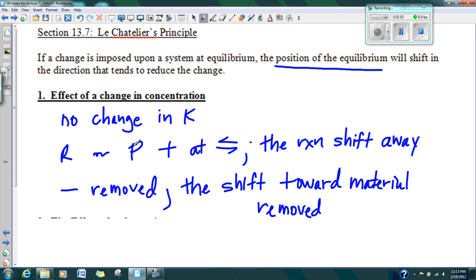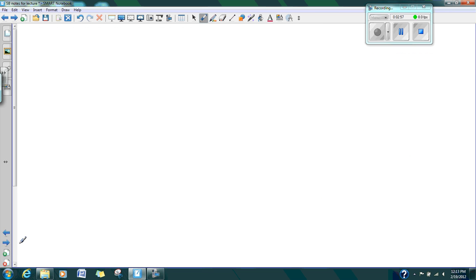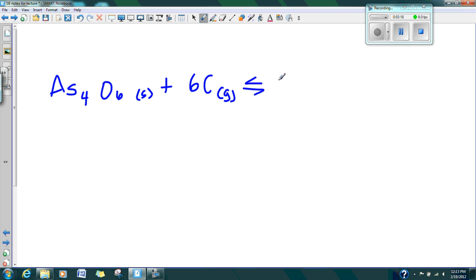All right, so if you take a look at page 606 in your book, we are going to look at some situations where there's a change in concentration. You can see that it has an equation there of tetra-arsenic hexaoxide, and that is going to be a solid. And I have 6 moles of carbon in the gaseous phase, and this is at equilibrium. I have my arsenic, As, there in the gaseous phase, plus 6 moles of carbon monoxide in the gaseous phase.